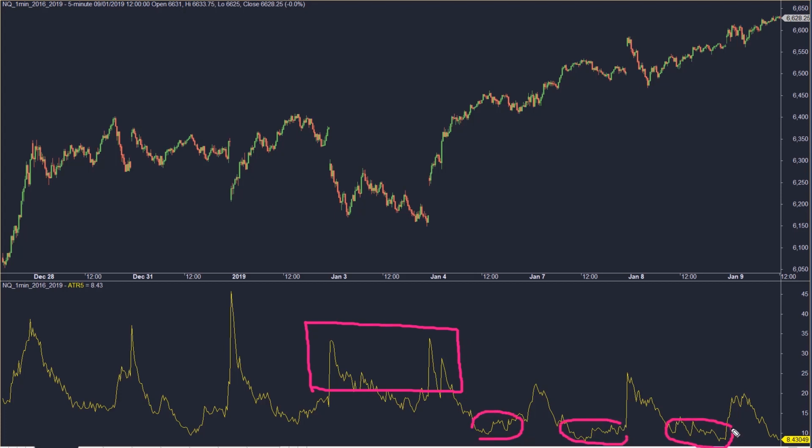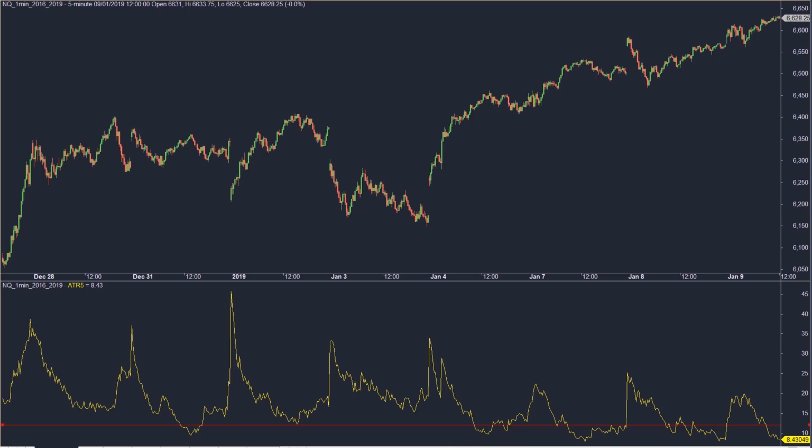Now, how do you actually use this information? Well, a good starting point is to look at the current ATR reading and put it into the context of its previous values. The current ATR reading we can see here is roughly about 8, but it doesn't really say anything about how it stacks up against past readings. In order to be able to understand that, you can simply come up with a couple of ATR levels that you use as your reference.